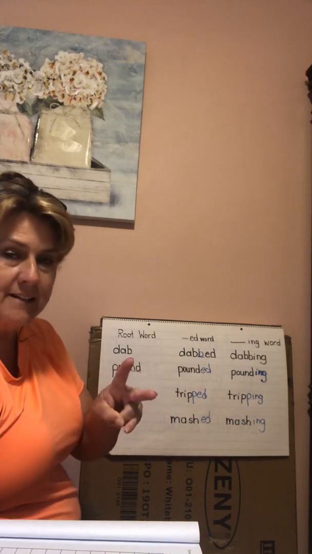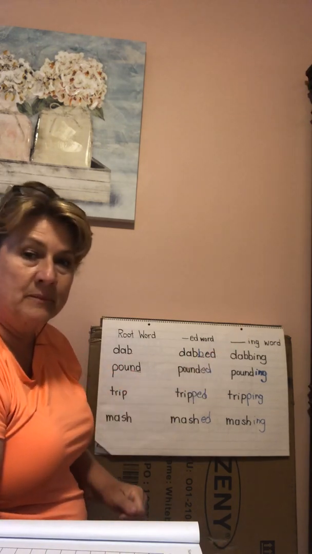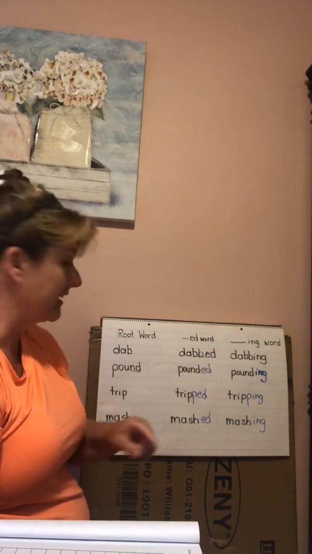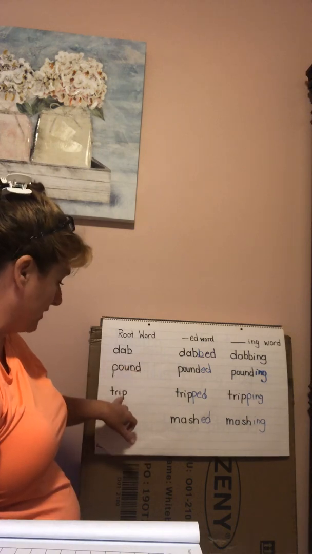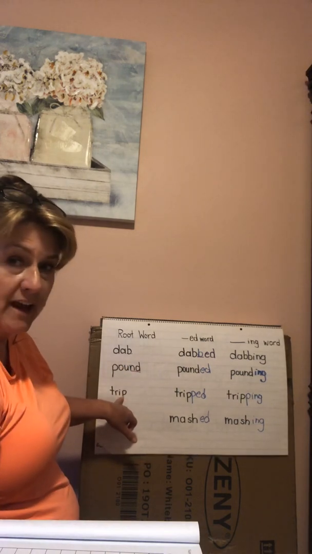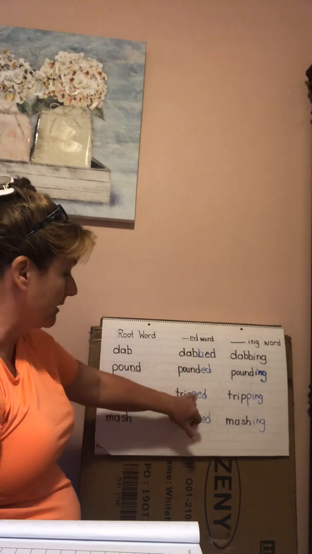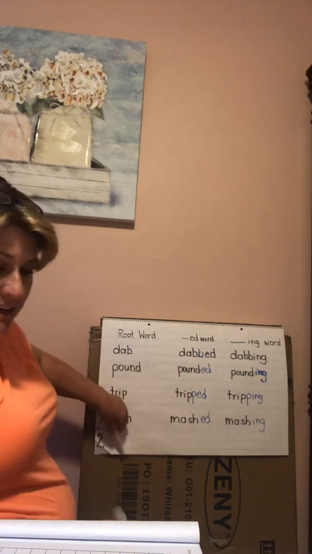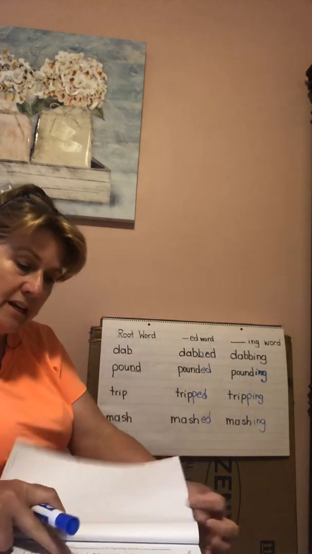Do you have two consonants? You can just add ed. If you have only one consonant, you've got to double that last one. Like in the word trip, you only have one consonant. You're going to have to double it before you add ed. Now let's look at page 5.3 in our book.